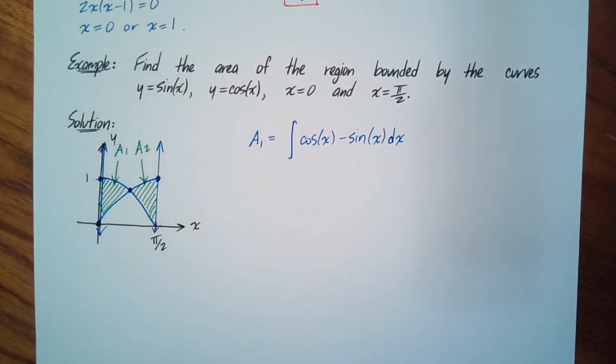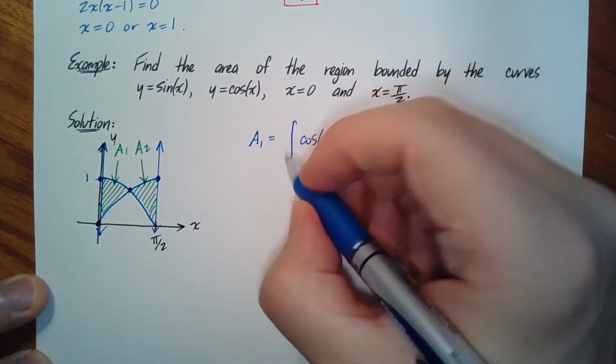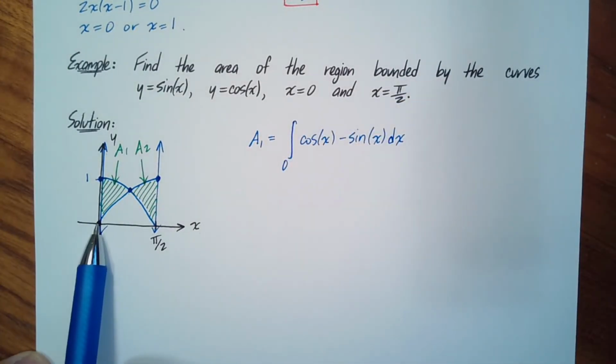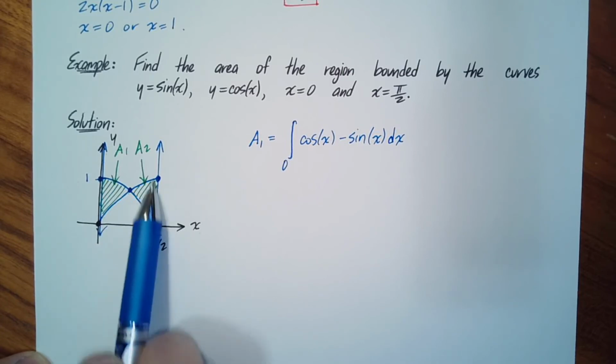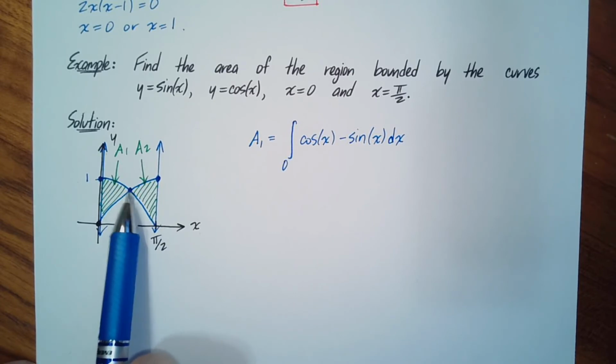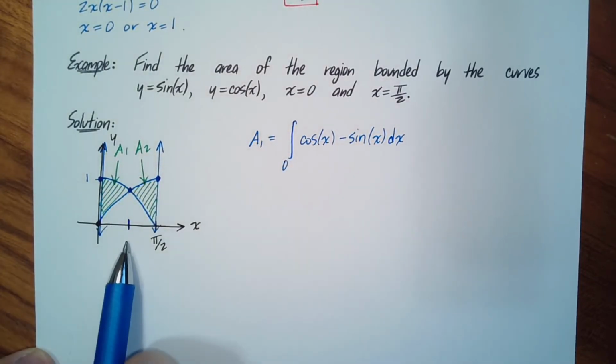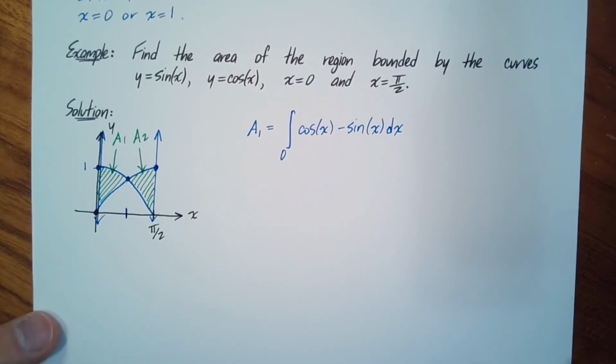Now our boundaries, we're not going to take x equals 0 and x equals pi over 2. We are going to use 0 though, because 0 is the left boundary of that region. But what is the right boundary? It's not pi over 2, because that would include this over here. It's whatever the x-coordinate is of this point. So I could put a question mark here, but why don't we just find it, and then we can put the actual value there instead.